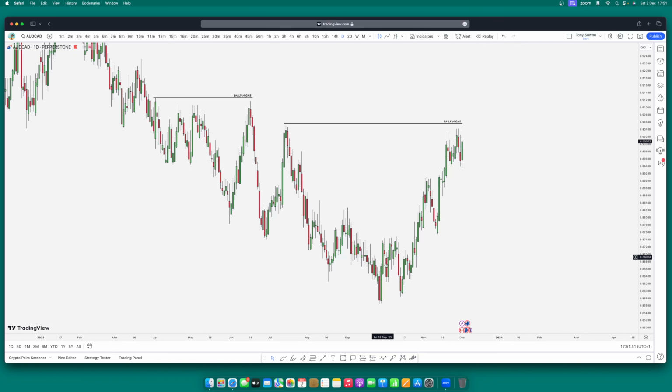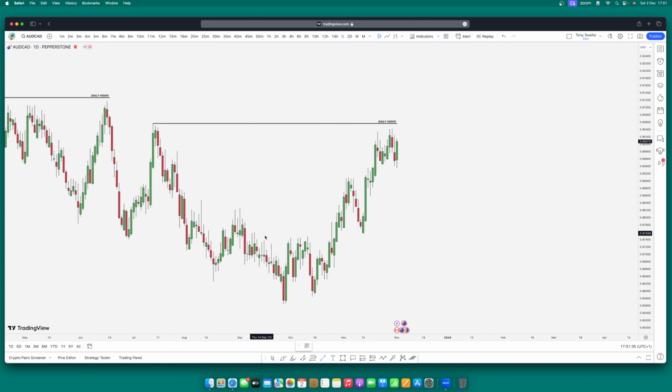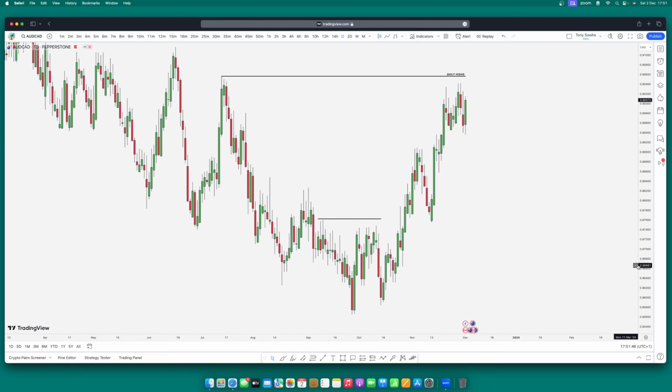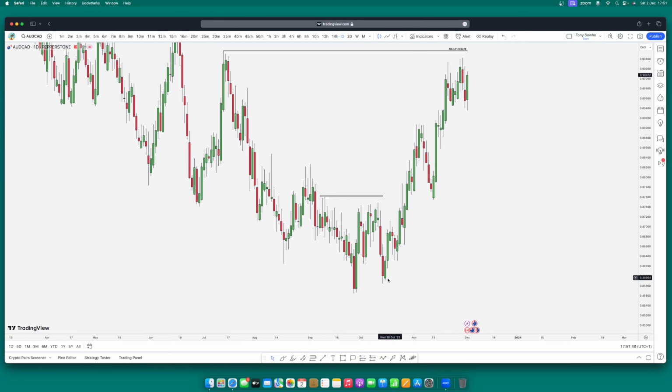Okay, yes, this was a trade I took on AUD CAD. If I knew it was going to go up, I would have actually stayed. But I remember I was aiming for this liquidity. My entry was down here around October. I took a buy opportunity in this area and held it all the way to this high.